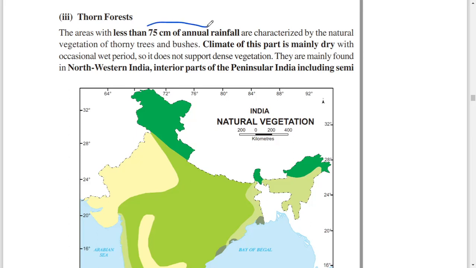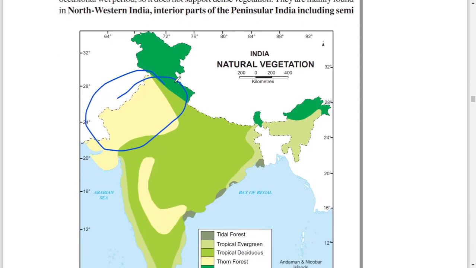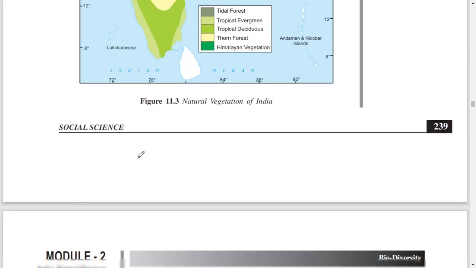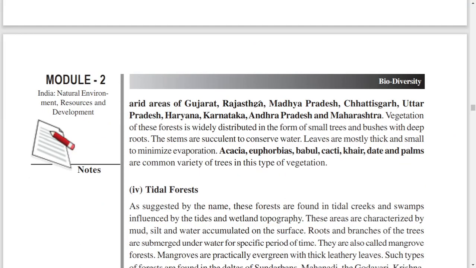They are characterized by the natural vegetation of thorny trees and bushes. Climate of this part is mainly dry, basically the northwest part. They are mainly found in northwestern India, interior parts of the peninsular India, including semi-arid areas of Gujarat, Rajasthan, Madhya Pradesh, Chhattisgarh, Uttar Pradesh, Haryana, Karnataka, Andhra Pradesh, and Maharashtra.